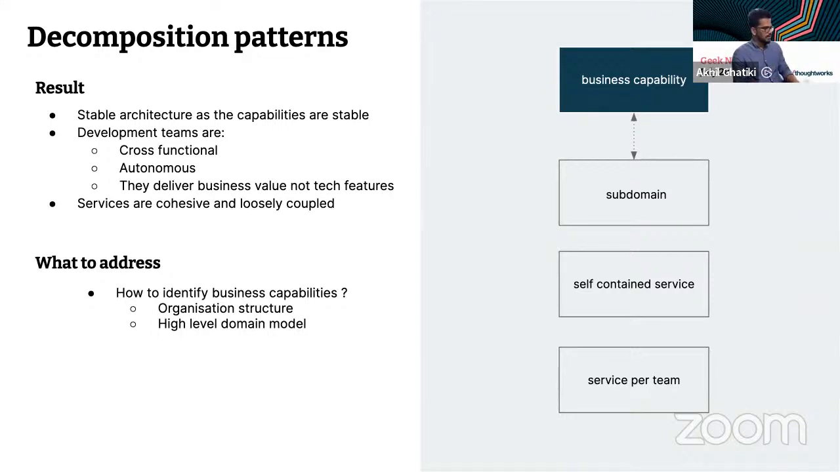So what should you consider when deciding to divide based on business capability? Your organization structure, as well as a very high level of domain modeling, is required. The whole team should sit together and understand the business very well, so that they can make decisions, and then they segregate this fully.